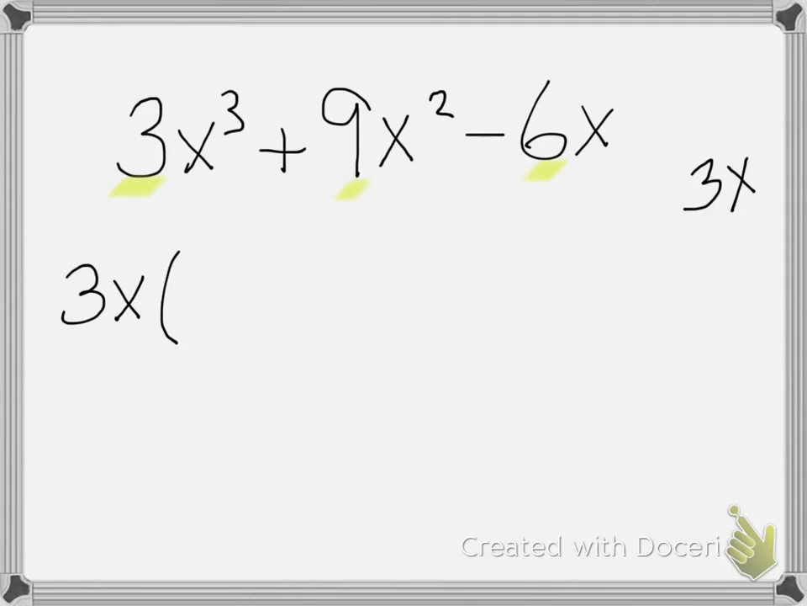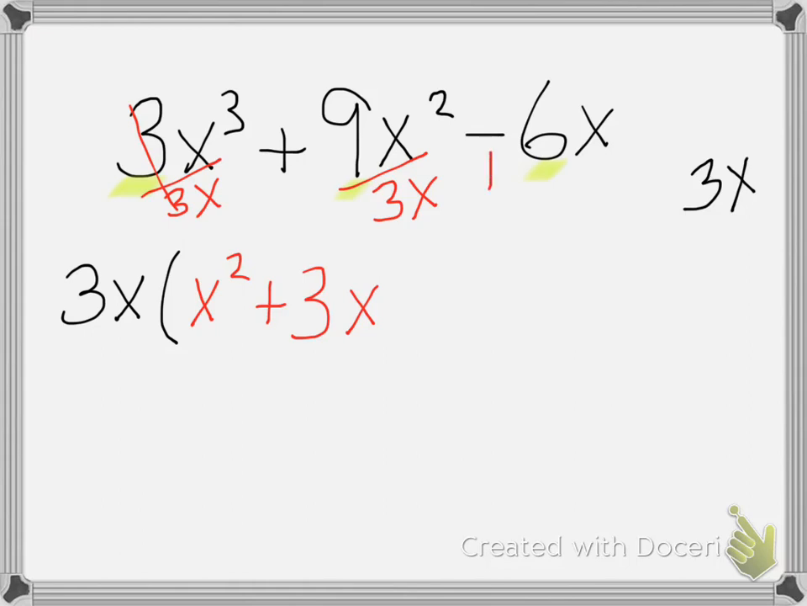I'm going to go ahead and show that work in there. So I divide this by 3x, and I get 1, because 3 divided by 3 is 1, but x cubed divided by x is x squared. And I divide this by 3x. 9 divided by 3 is 3. X squared divided by x is x. And then remember, this is a subtraction sign, so I'm going to be careful and pull that sign down. And divide by 3x. 6 divided by 3 is 2. And the x's cancel.